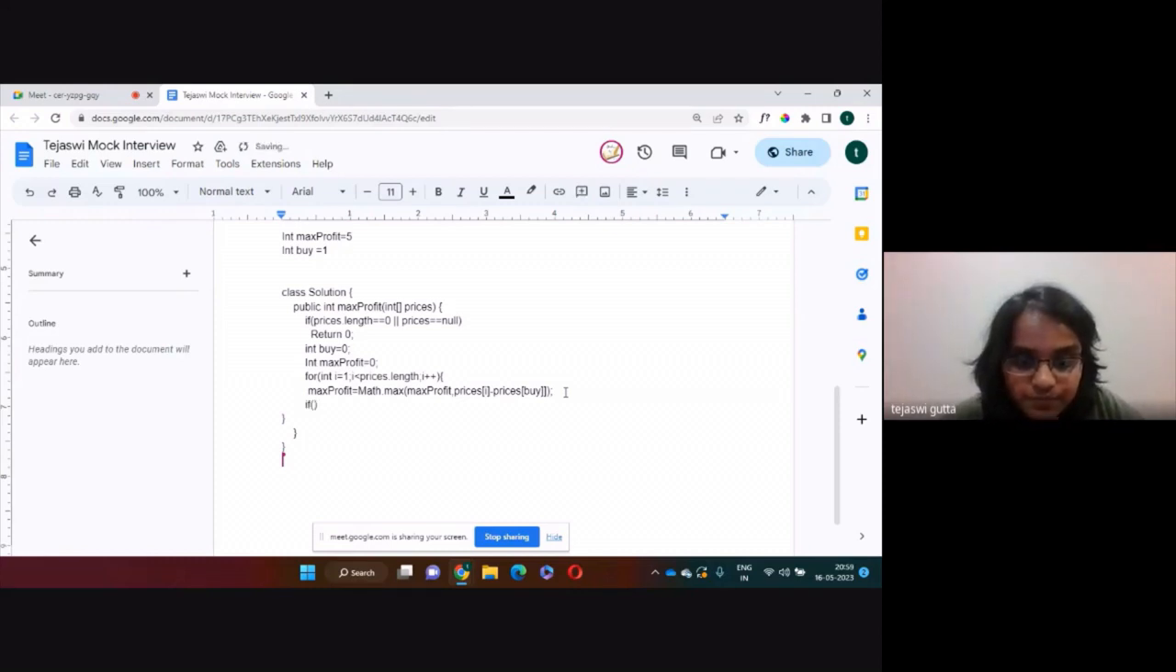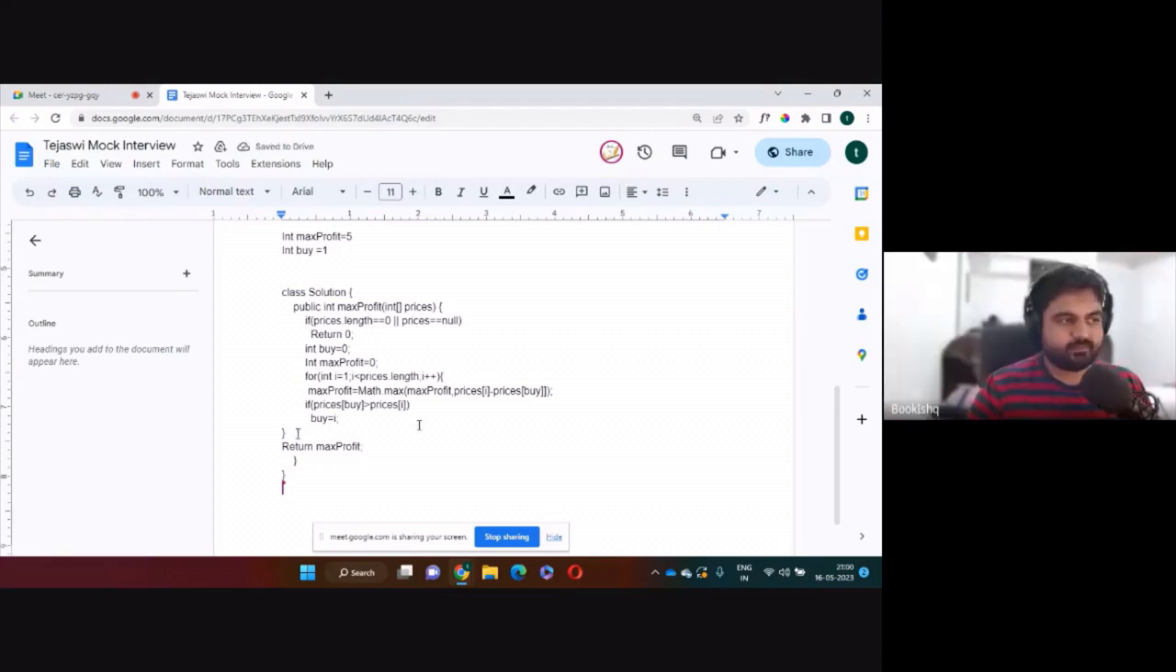So if prices of buy is greater than prices of i, then I would update my buy to i. And then at the end, I would return max profit. Okay, I think the solution would work.